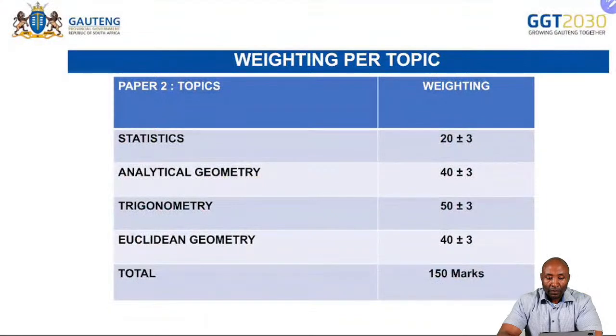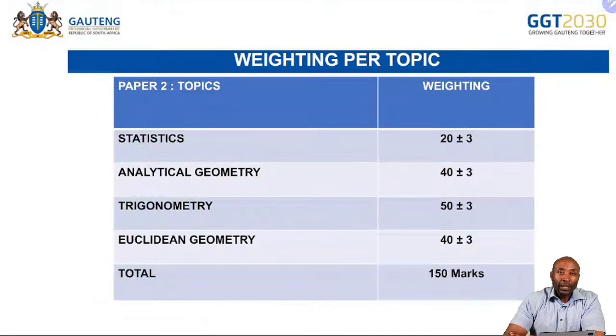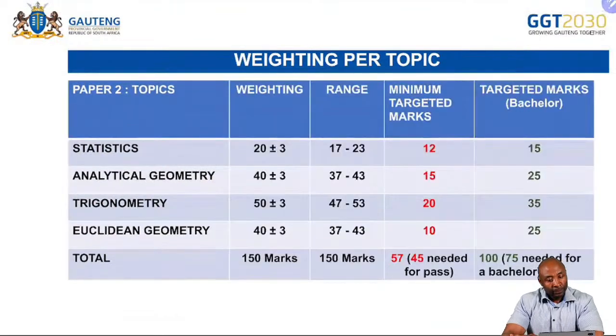Now, we know the structure of our mathematics paper 2. Statistics has 20 plus minus 3 marks. Analytical geometry has 40 plus minus 3 marks, so it can have 37 or 43 marks. Trigonometry also has 50 plus minus 3 marks, so it can have between 47 and 53 marks. And Euclidean geometry will have between 37 and 43 marks. The total for paper 2 is 150 marks.